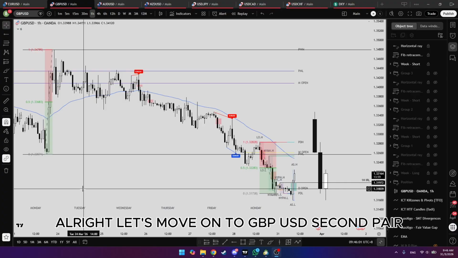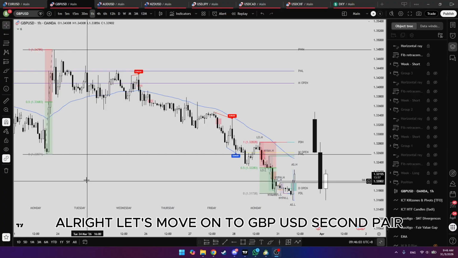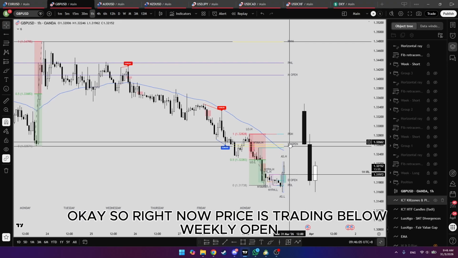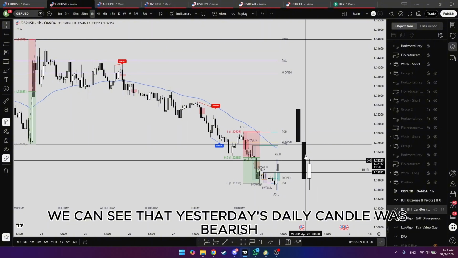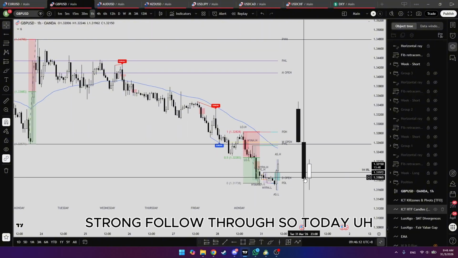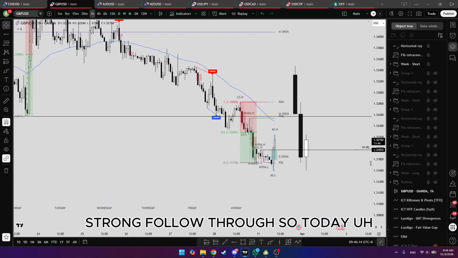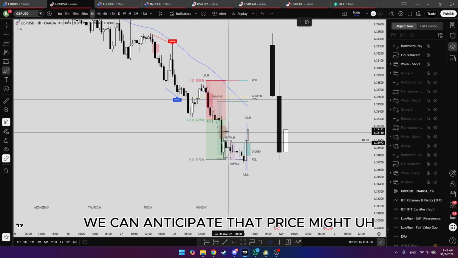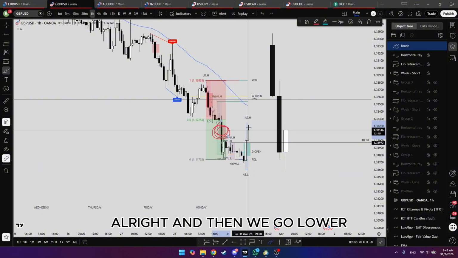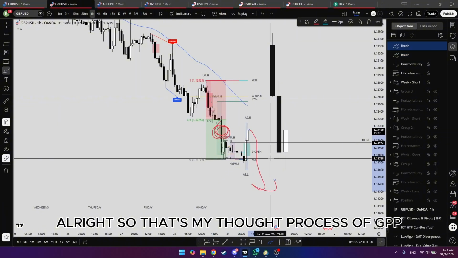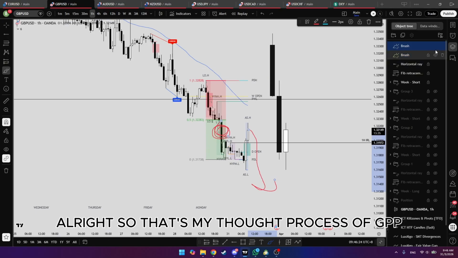Alright, let's move on to GBP USD, second pair. Okay, so right now price is trading below weekly open, previous week lows. We can see that yesterday's daily candle was bearish, strong follow through. So today, we can anticipate that price might stop during this FVG touch, and then we go low. So that's my thought process of GBP.